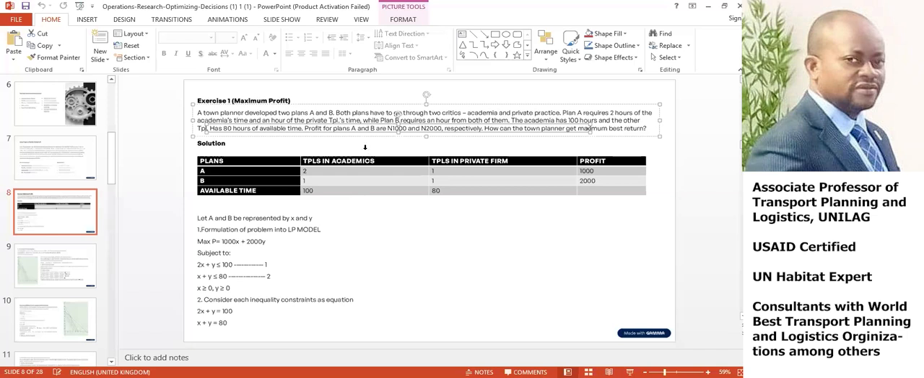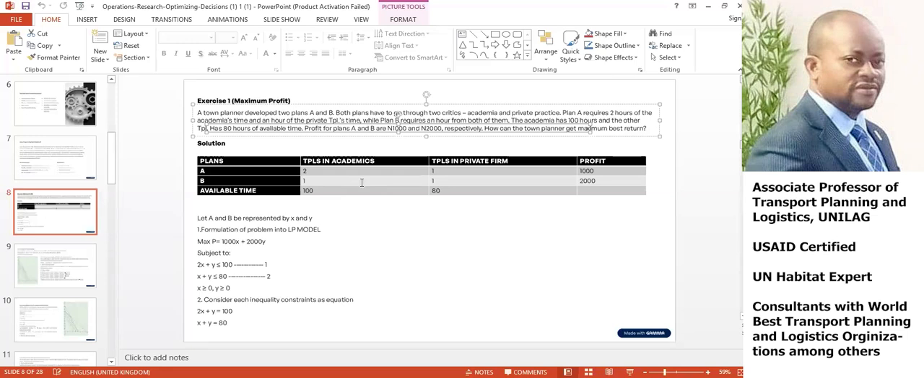Okay, this is our X column. Are you seeing what I am doing? This is our academics X, while private firm is Y. It could come in the form of logistics or supply chain. I'm just using academics as an example. Can you see the cursor again? Yes, we can see.